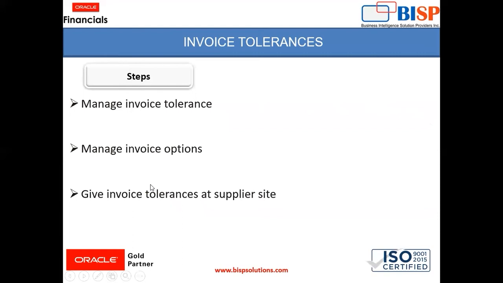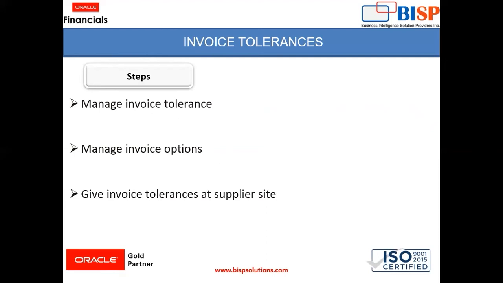Now, what are the steps we need to follow for this? First, manage invoice tolerances. By using this task or this page, you can set a tolerance level, or we can say you can create your own tolerance level here. Next is manage invoice options. Here, the created invoice tolerance you can activate from this page. When you give invoice tolerances in this manage invoice option, then what happens?